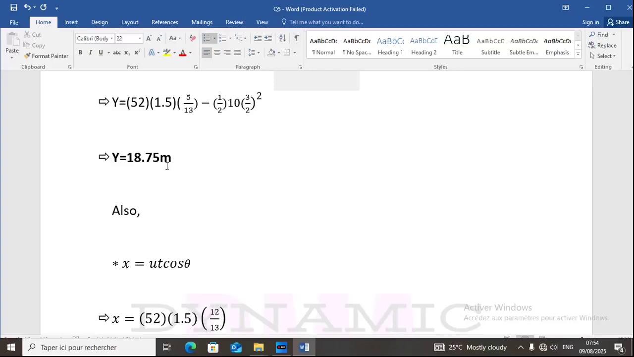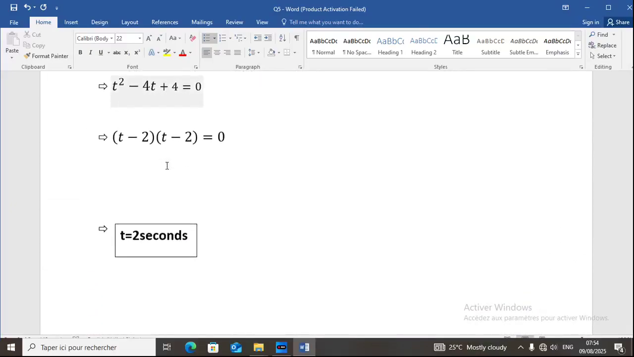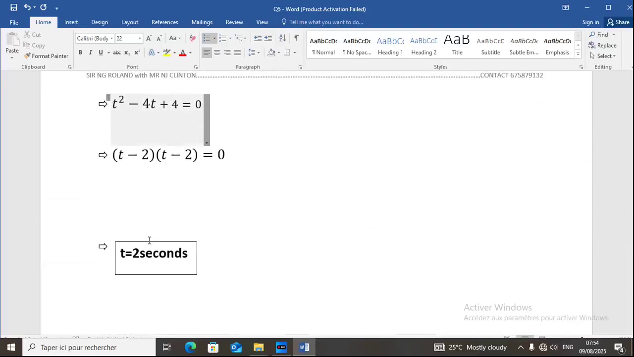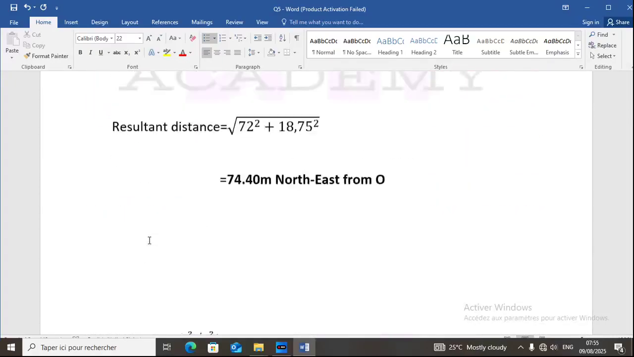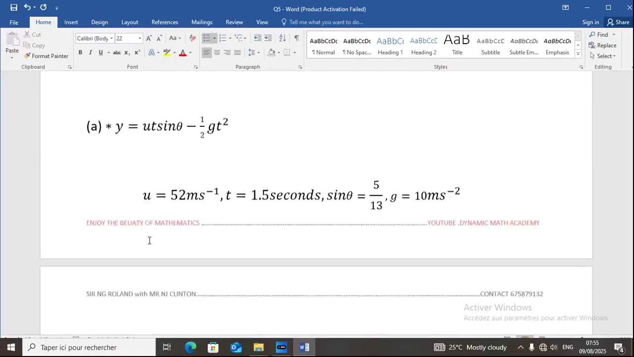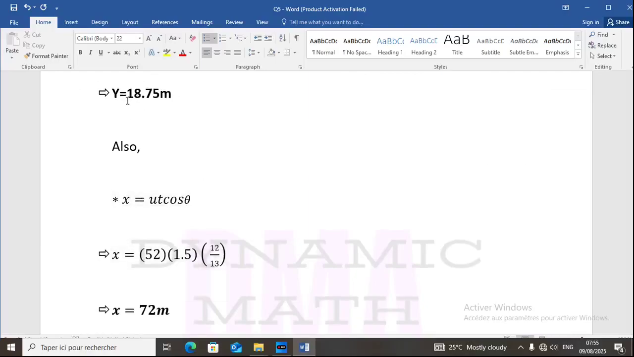So actually, it makes sense. It simply means that the maximum height of the particle is 20, and it took 2 seconds for the particle to attain the maximum height. That's the meaning of this answer. T equals 2 seconds simply means that it took 2 seconds for the particle to attain the maximum height. Then it took 1.5 seconds for the particle to go to 18.75. Yes, 18.75. So actually our answer makes sense.